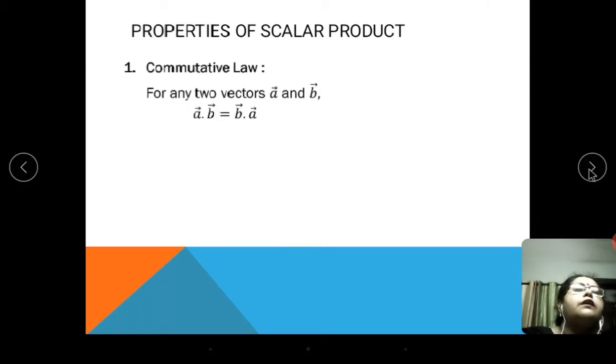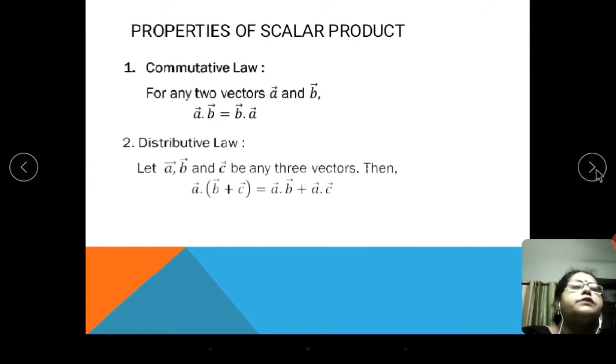The first one is the commutative law. Scalar product, once again, like vector addition and multiplication by a scalar, satisfies the commutative law. So for any two vectors a and b, a dot b is equal to b dot a. That is also very obvious if we remember the definition, because a dot b would have been mod a mod b cos theta, and b dot a will be mod b mod a cos theta. Now obviously mod a mod b equals mod b mod a, because these are nothing but real numbers. So a dot b is also equal to b dot a.